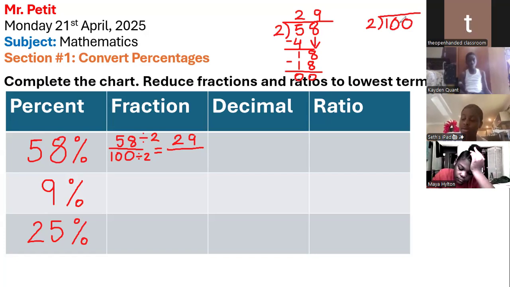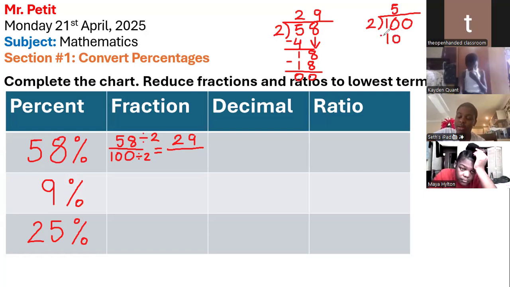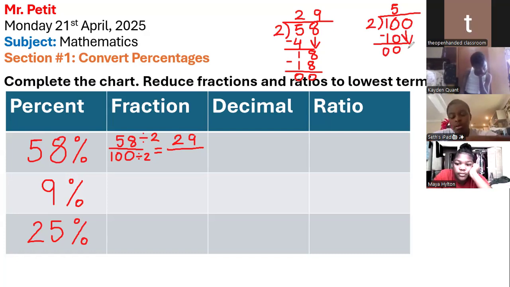2 goes into 10 how many times, class? 5 times. 2 times 5 is? 10, very good. Then we say 10 minus 10 is? 0, very good. You bring down the 0.